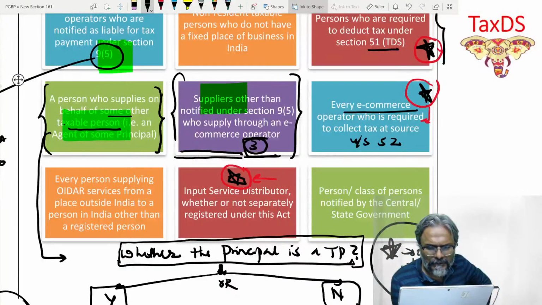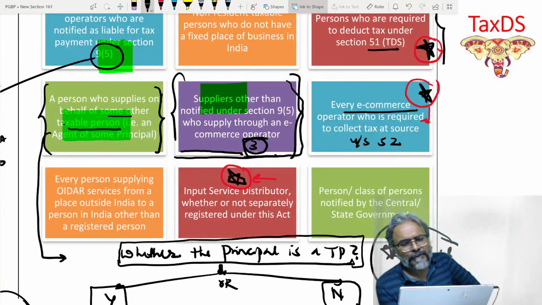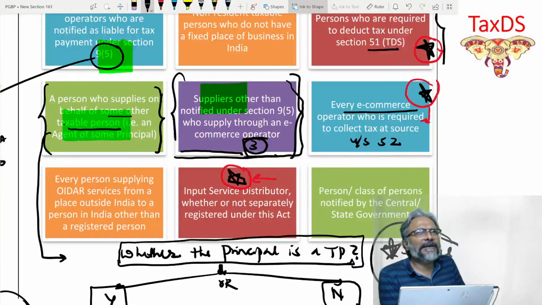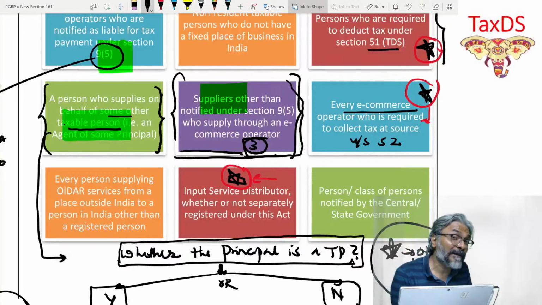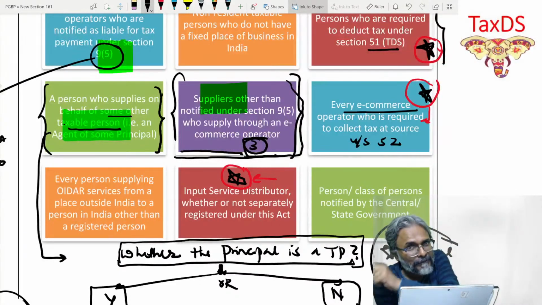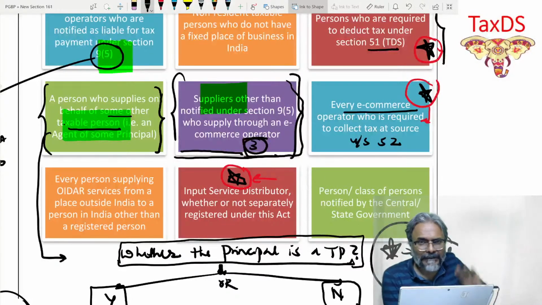Now, this particular part, students, is about the supplier other than those notified under section 9(5) who supply through an electronic commerce operator. I told you the example, any person who is supplying goods through an ECO. In that case, this is a registration for the supplier, students, we are not talking about the ECO. Whether that supplier will be required to get themselves registered, and the answer is yes. But again, point number 3 signifies that there are some exemptions available for such a supplier who is supplying through the ECO, that we will see.